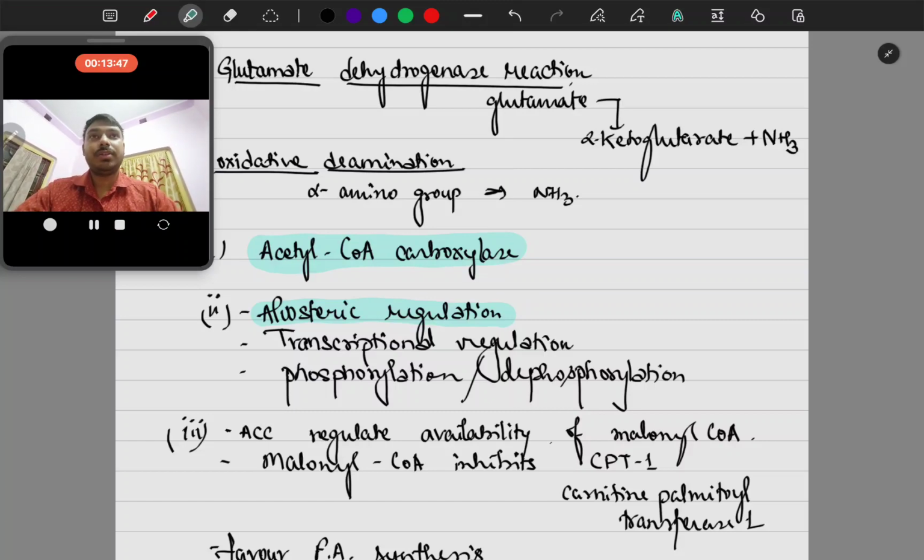When the DNA to RNA formation is altered, there will be transcriptional regulation, as the name suggests. And the last one is phosphorylation or dephosphorylation. The majority of enzymes act by the process of phosphorylation or dephosphorylation. So if there is phosphorylation or dephosphorylation, the enzyme will be activated or inactivated respectively.